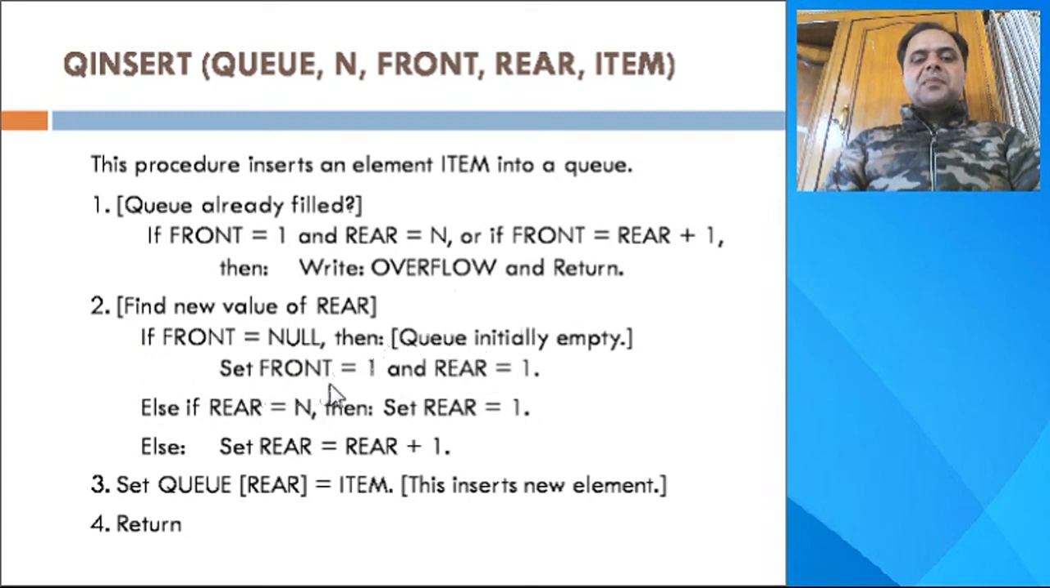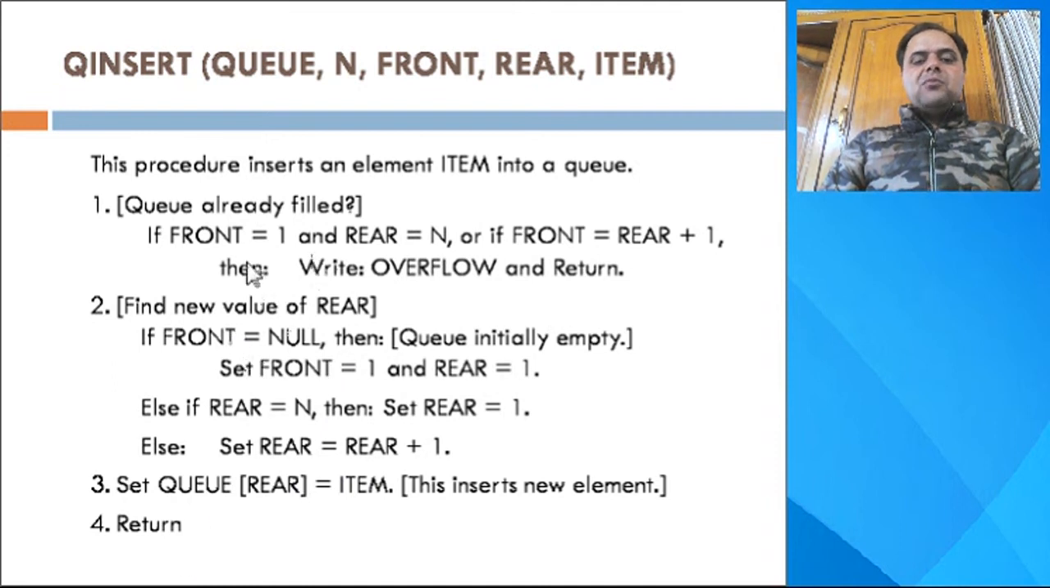So we will set front equal to 1 and rear equal to 1. Else if front equal to n, if rear equal to n, that is if we have rear at n, then set rear equal to 1. Else set rear equal to rear plus 1. So this is how we will set the value of rear. Then we will insert the item at the rear. So queue[rear] equal to item, we will insert the item which we want to insert in the queue at the position rear. So this inserts the new element and returns.